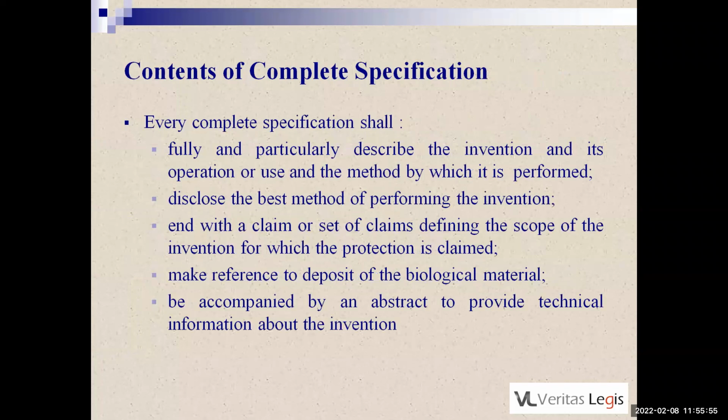So it describes the invention fully. Basically we are describing your invention. At the same time as you're describing your invention fully, you're hiding it also. So you're disclosing the best method of performing the invention. And if you are using any biological material, it should also make a reference to the deposit of that biological material, where you deposited it. It should contain claims and an abstract to provide technical information.